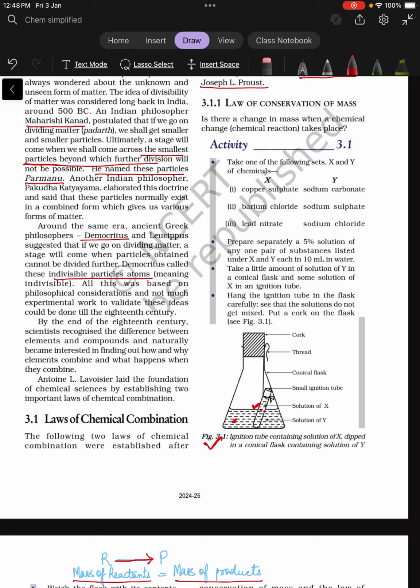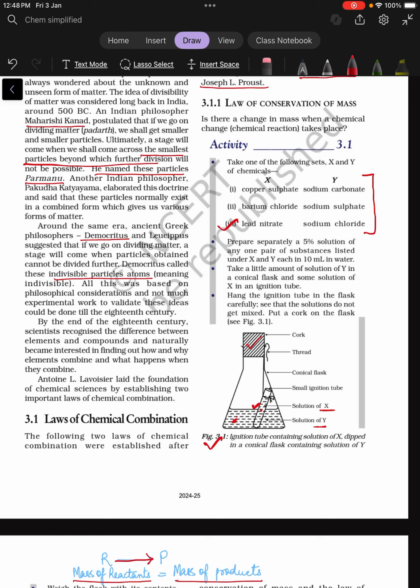So like different sets of chemicals are given. Copper sulfate and sodium carbonate we will take as reactants. Then we can take barium chloride and sodium sulfate as reactants. We can take lead nitrate and sodium chloride as reactants. So one of the reactants like X we will place in the ignition tube, Y we will place in the conical flask. We have put a cork here so that the gases evolved during this reaction may not escape out.